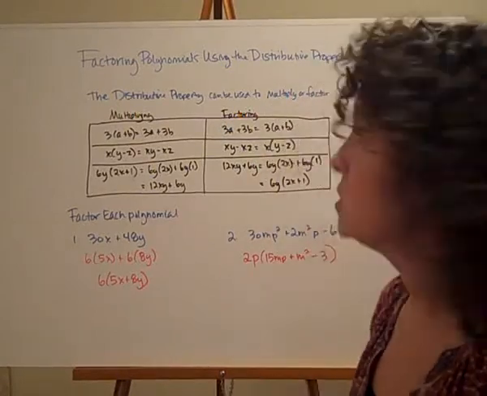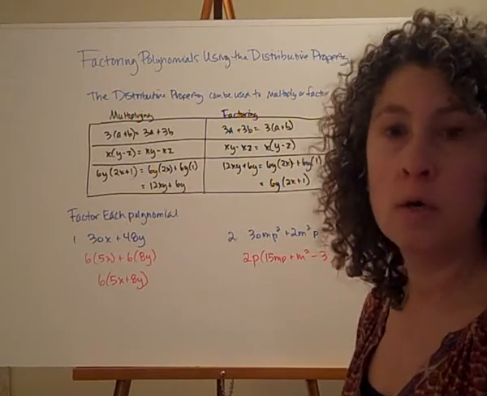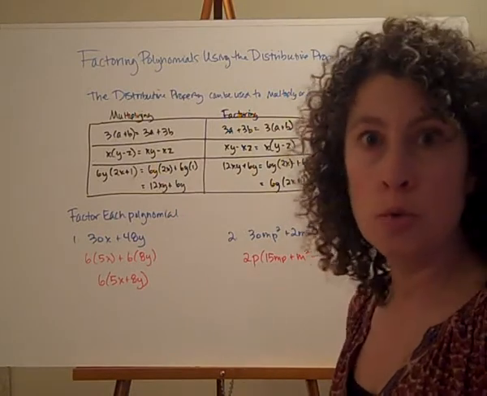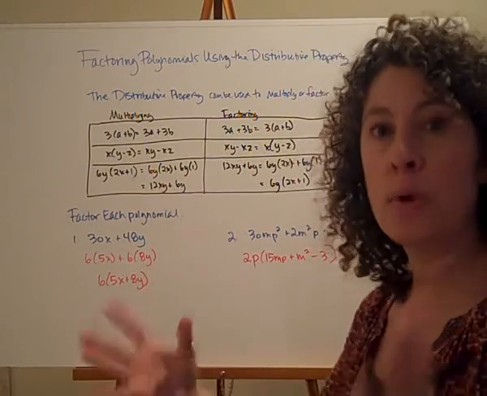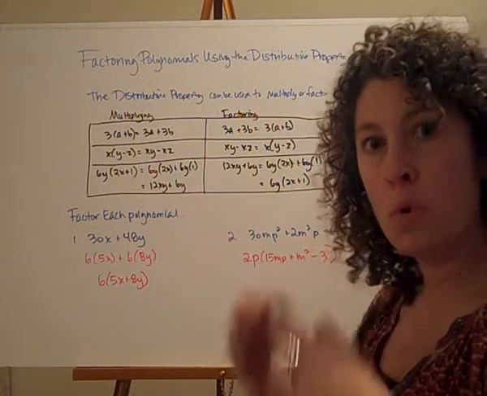Factoring polynomials using the distributive property. So up until now we've been multiplying with our polynomials, and now we're going to undo that multiplication. So we're going to break down a product into its factors. And we're going to get more and more complicated as we go.